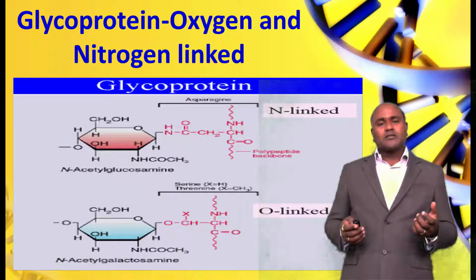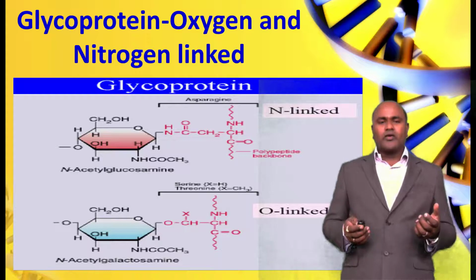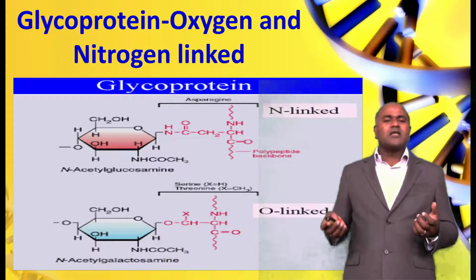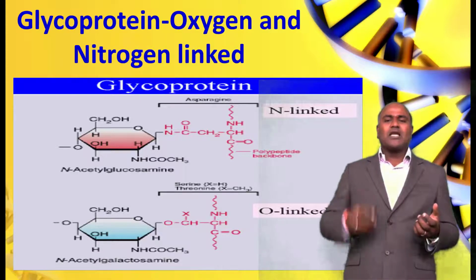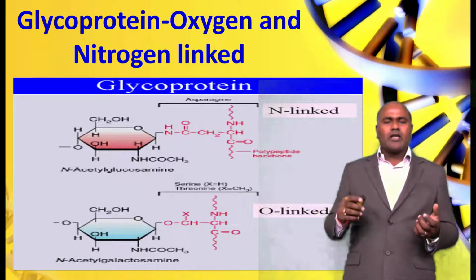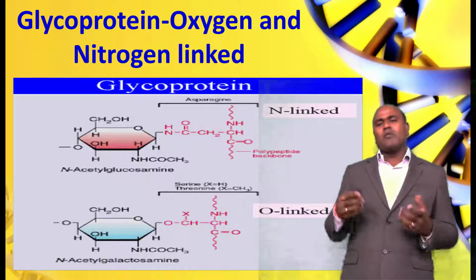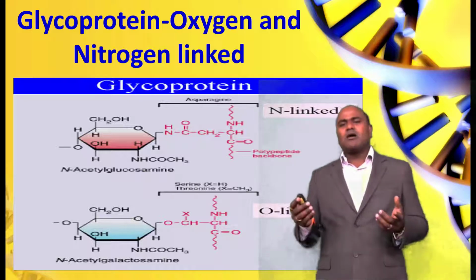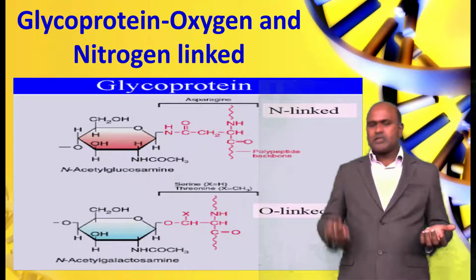So this is glycoproteins. You can see here oxygen linked and nitrogen linked. These are amino acids linked to oxygen. Asparagine is N-linked. And then you can see oxygen linked: serine, threonine. These are amino acids. So these are the oxygen-linked glycoproteins and the nitrogen-linked glycoproteins.